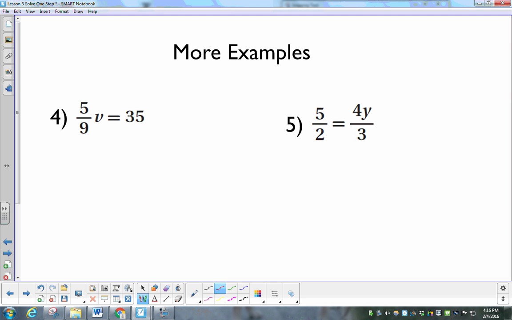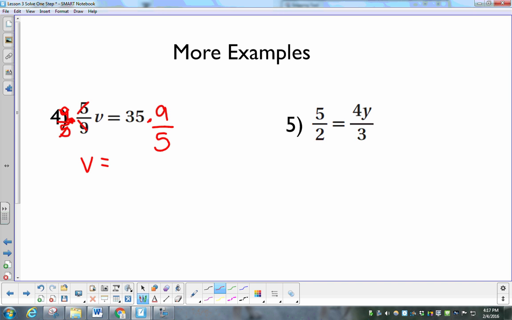I really need to get rid of this whole 5/9. So what we can do is, if I have a 9 up here being multiplied, I know that 9 and 9 will cancel. And if I have a 5 down here, I know 5 and 5 will cancel. So what you're going to do if you have a fraction next to your variable is multiply by the reciprocal. I'm multiplying by 9 over 5 and it'll cancel out. I'm just left with v. Now remember, you have to multiply by 9 over 5 here as well.